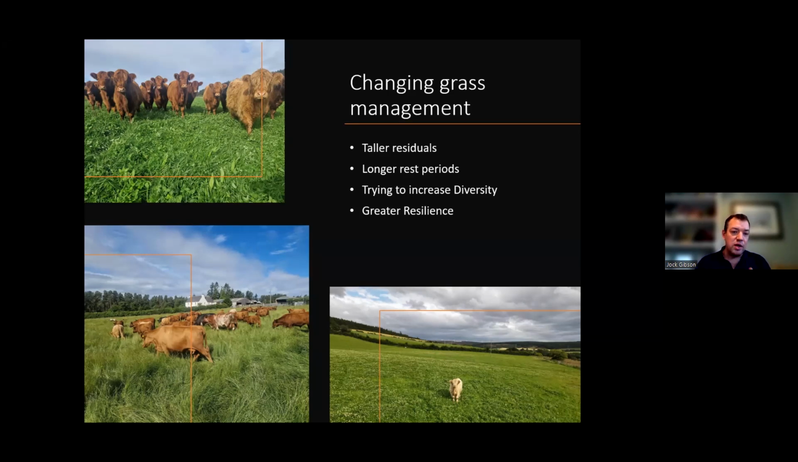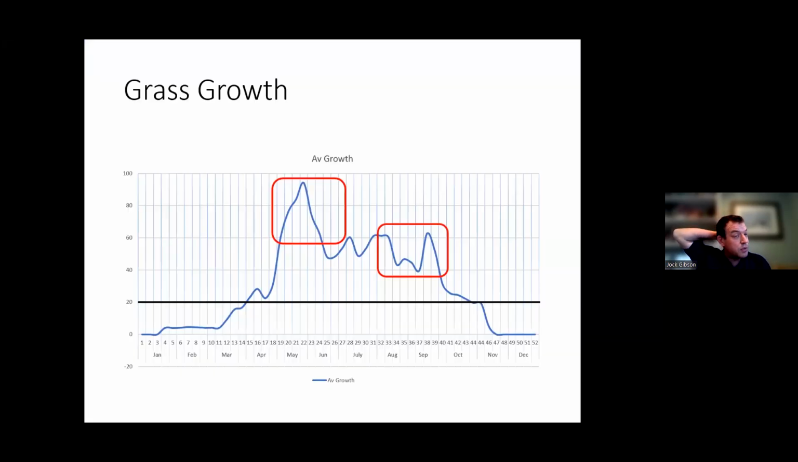What we found with the longer rests and the taller residuals is we still haven't sacrificed grass growth. We're measuring every week, we're comparing with other farms, and we're still managing to keep good covers. The other thing, now looking at our grass growth curve, is how we manage our surplus. So what are you seeing in the two red boxes there? The first one, from the peak growth in May, is where we're taking our first cut silage. And now we're only taking one cut of silage.